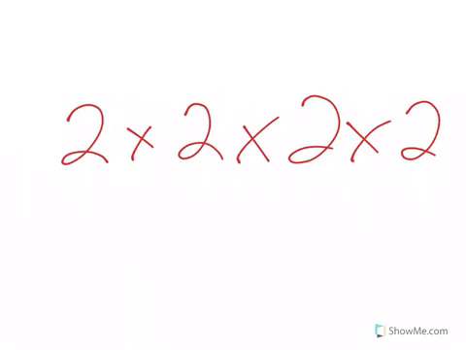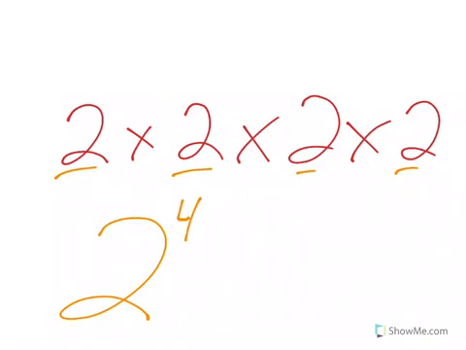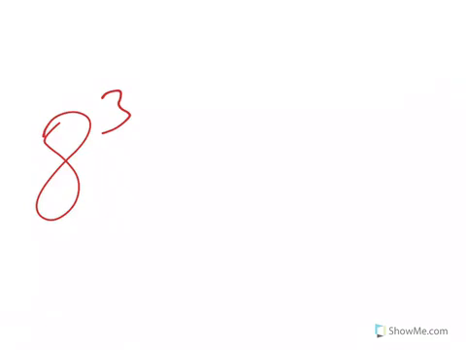Here we have a base number. The number we see is 2. And we have 1, 2, 3, 4 of those. So we end up with 2 to the power of 4. Going back, we have 8 to the power of 3.